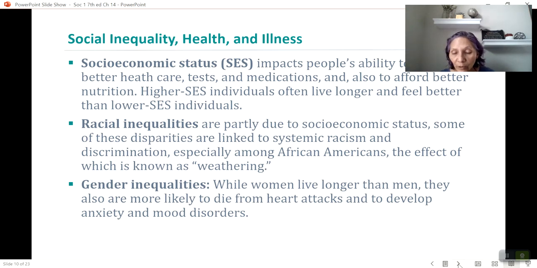Women are also typically more likely to develop mood and anxiety disorders. So panic attacks, chronic depression, etc. And they may feel bad about not being able to do all the things that they are supposed to do according to societal standards. So that's it for chapter 14.